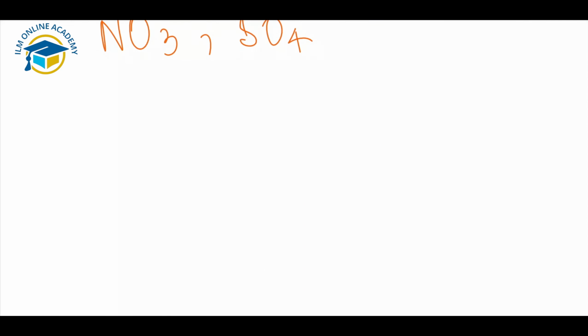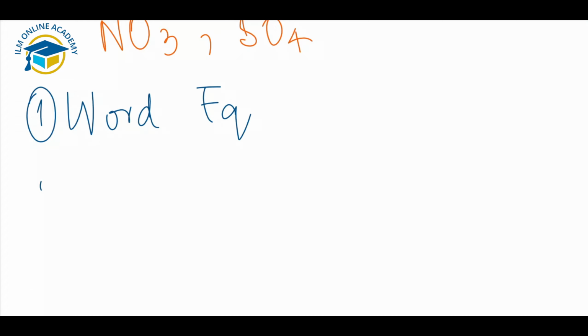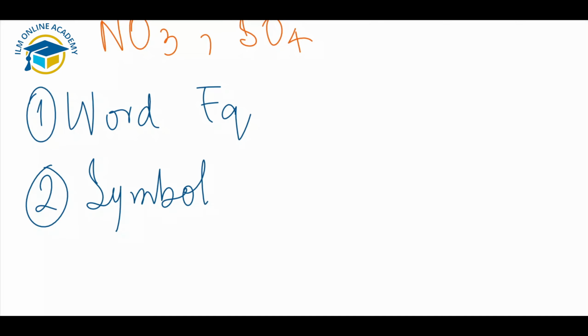We have two types of equations. The first one is the word equation and the second type is the symbol equation. The simplest way to do this is in the form of the word equation. This type of equation links together the names of substances that react together with those of the new substances that are formed.